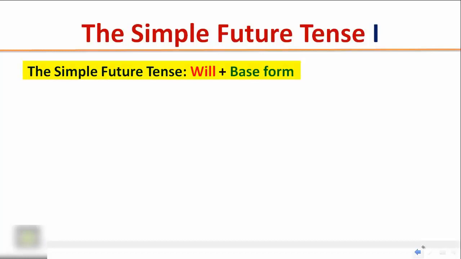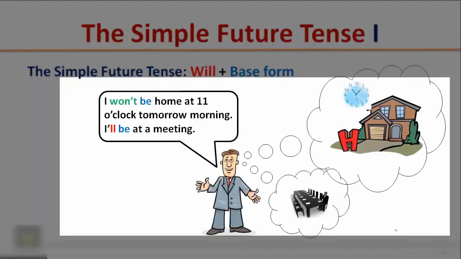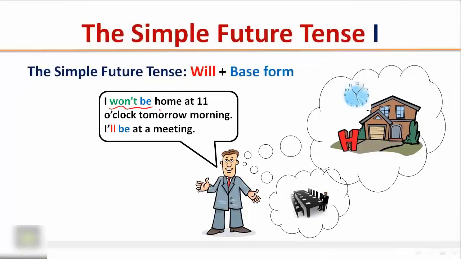Listen to the following conversation and pay attention to the use of the verb will. I won't be home at 11 o'clock tomorrow morning. I'll be at a meeting.